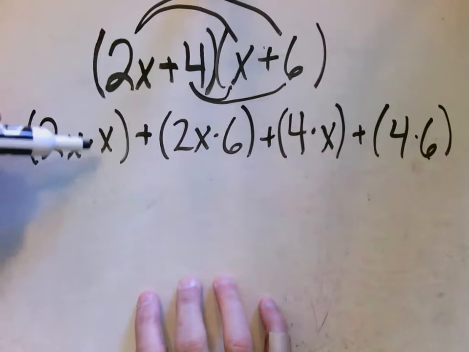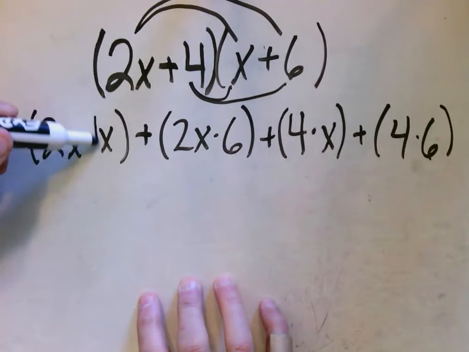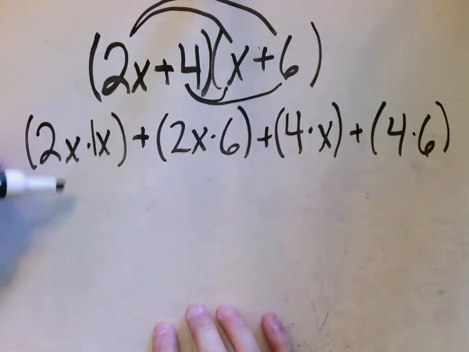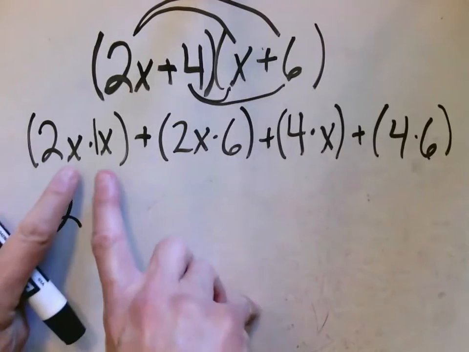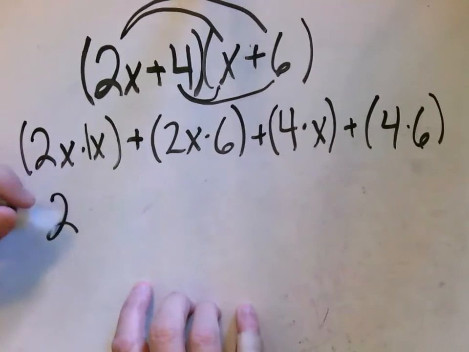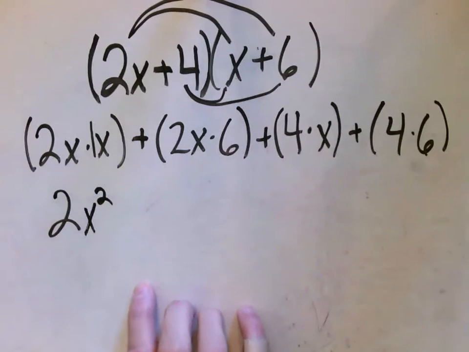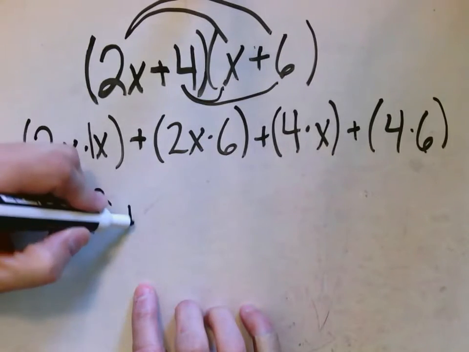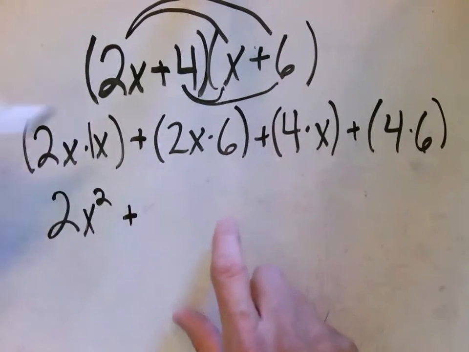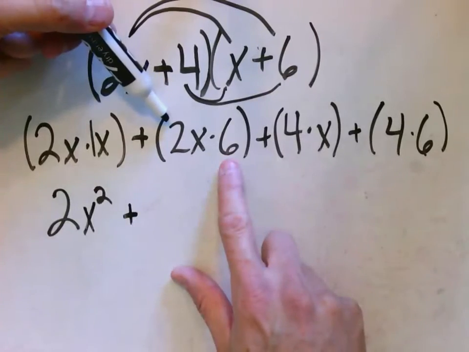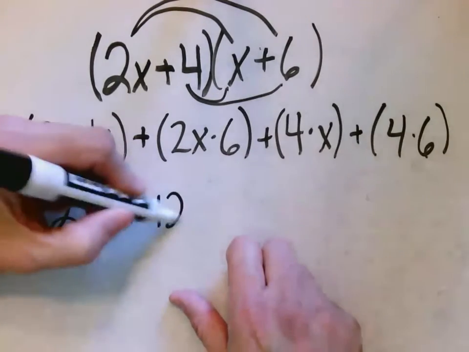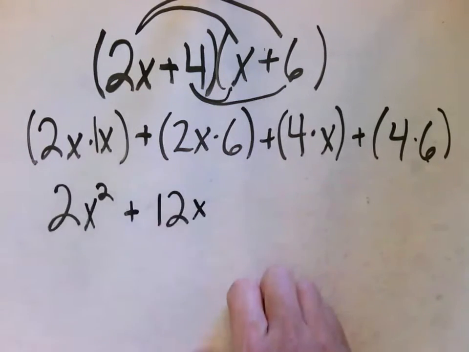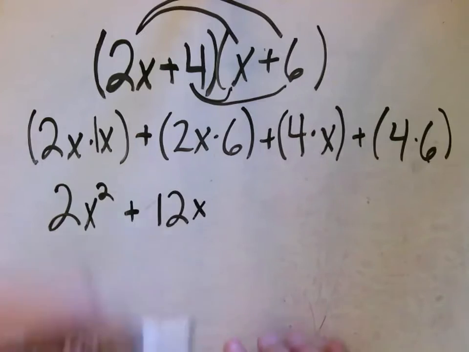2x times x. Well, remember, this is a coefficient here of 1. And when we multiply these numbers together, we multiply coefficients. So 2 times 1 is 2. And then we multiply the variables together. x times x, if we remember from the last problem, is x squared. So 2x times x is 2x squared. We're going to add to that 2x times 6. Here we're going to multiply 2 and 6 together. So we get 12. Don't really have an x here to multiply, so we just rewrite this one. So 2x times 6 is 12x.